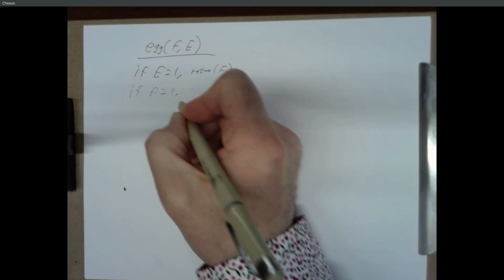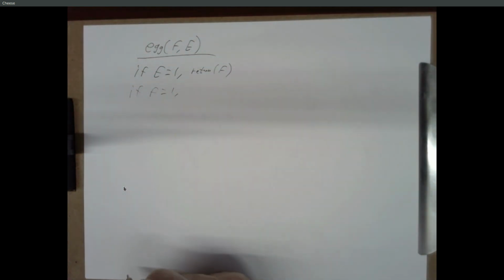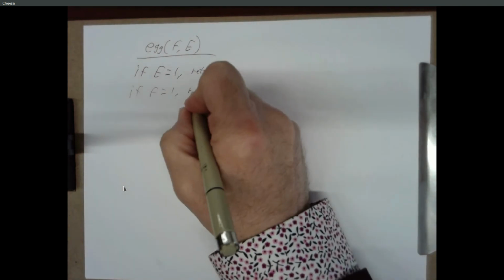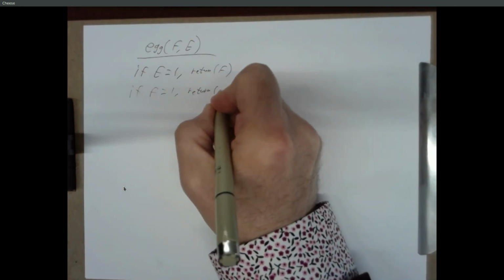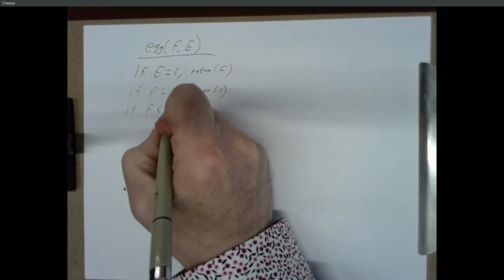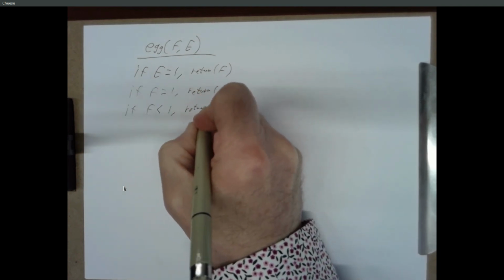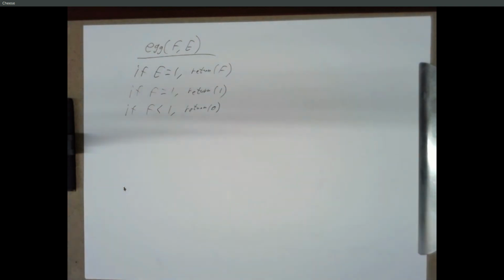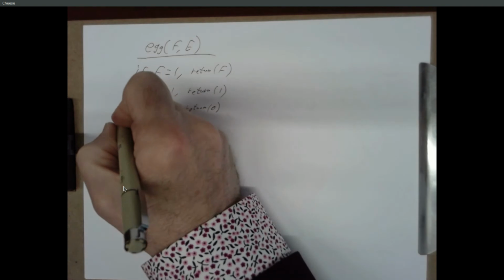If F is equal to 1, a single floor in the building, how many experiments do we need? Just one. Drop the egg, see if it breaks. If F is less than 1, we don't have to do anything, because there are no floors to drop the egg from. I don't know if we need this case or not.